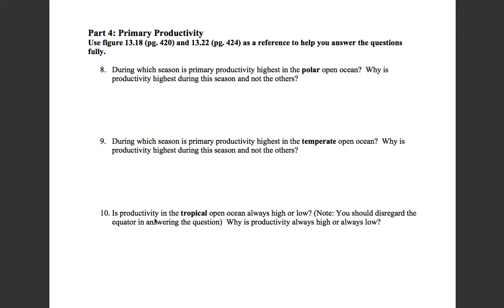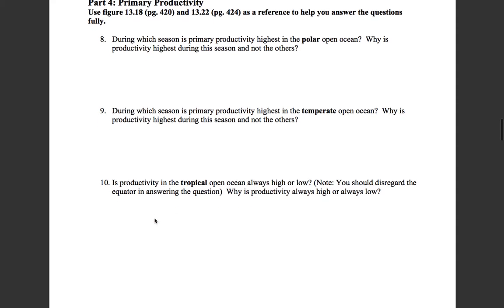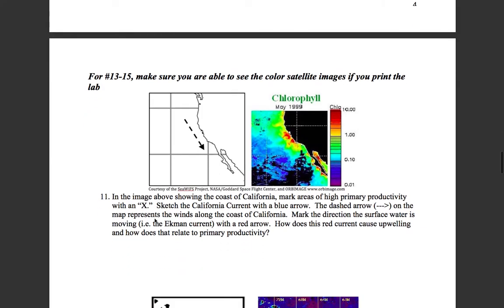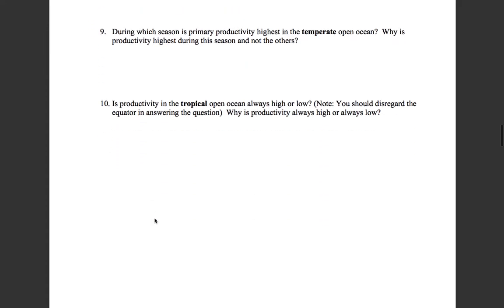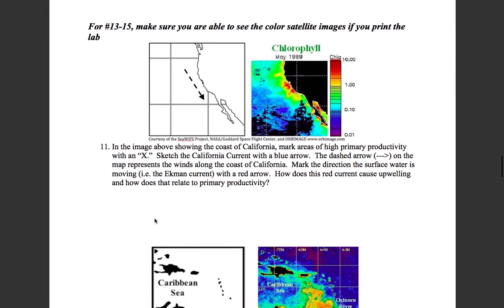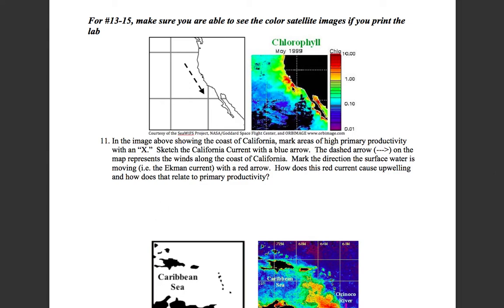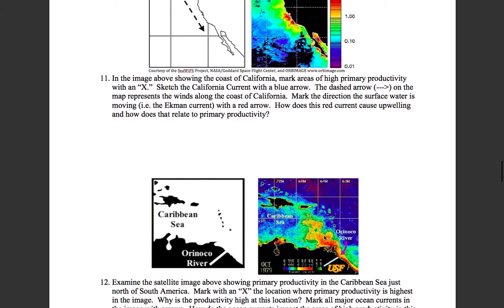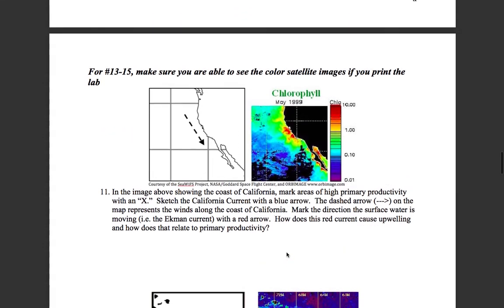Okay, part 4, primary productivity. Here we are going to be looking at graphs in your textbook of the levels of primary productivity at different regions or different latitudes. And then we are going to also look at primary productivity in smaller areas. So here, these are broad regions, different latitudes. And for here, we are looking at more localized areas, like off the coast or near the mouth of a river. And make sure that you are looking at a color version of this lab to answer these. Otherwise, you will not be able to see what these colors mean.